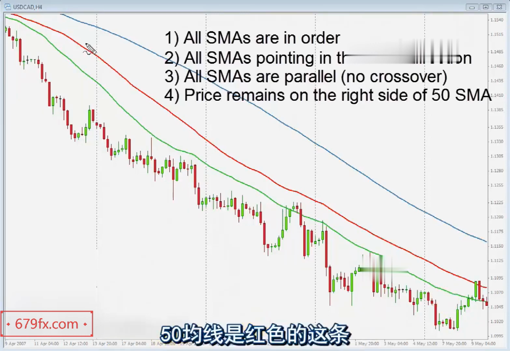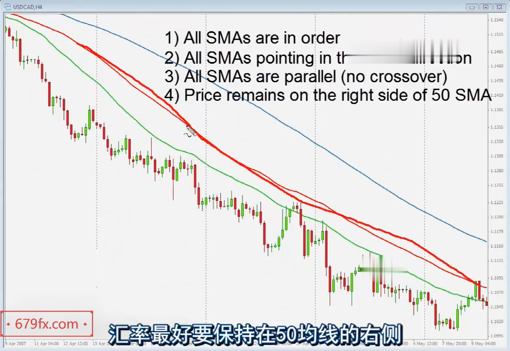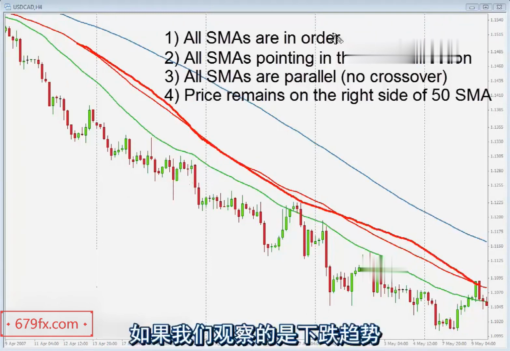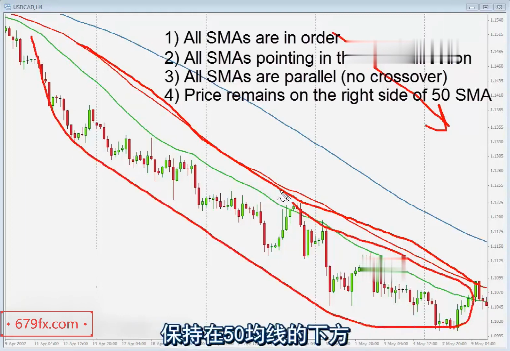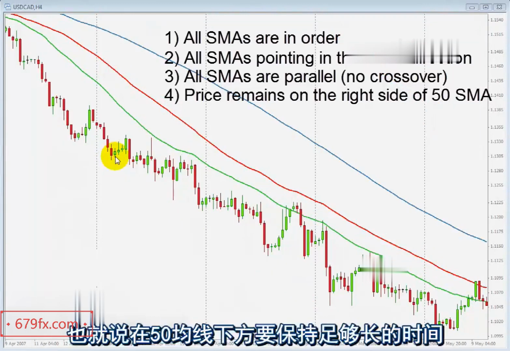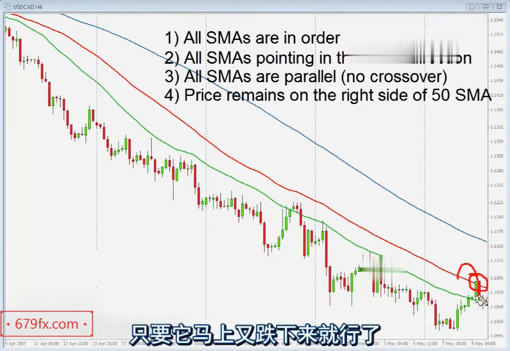Remember that the 50 simple moving average is the one in red, and what I like to see is price on the right side of the 50. That means that if we are looking into a downtrend, I like price to remain below the 50 simple moving average most of the time, okay, and it's been so. I mean, it's been below the 50 for quite a while. A little pierce above is okay, as long as it dives back down immediately.